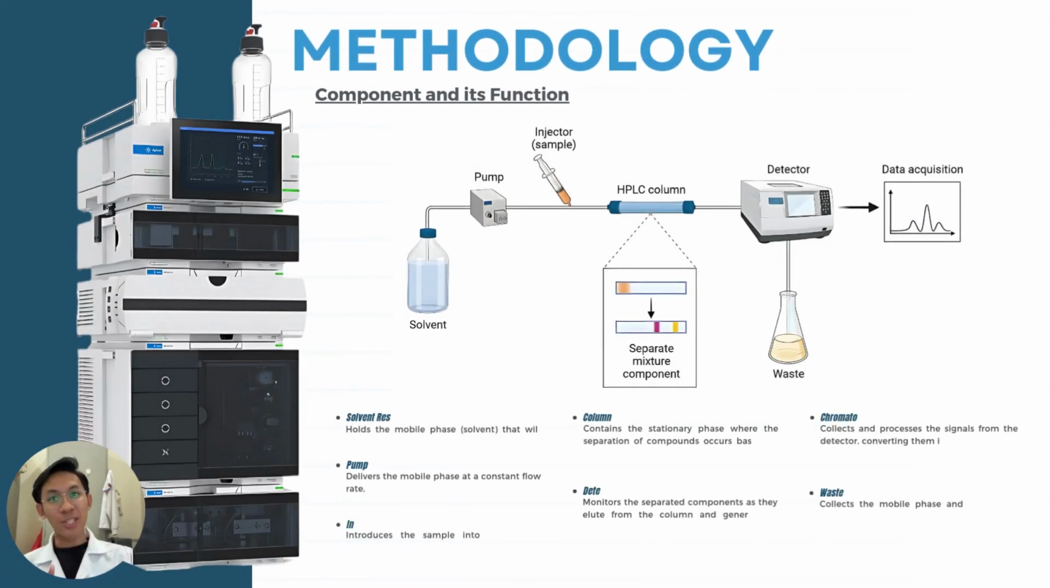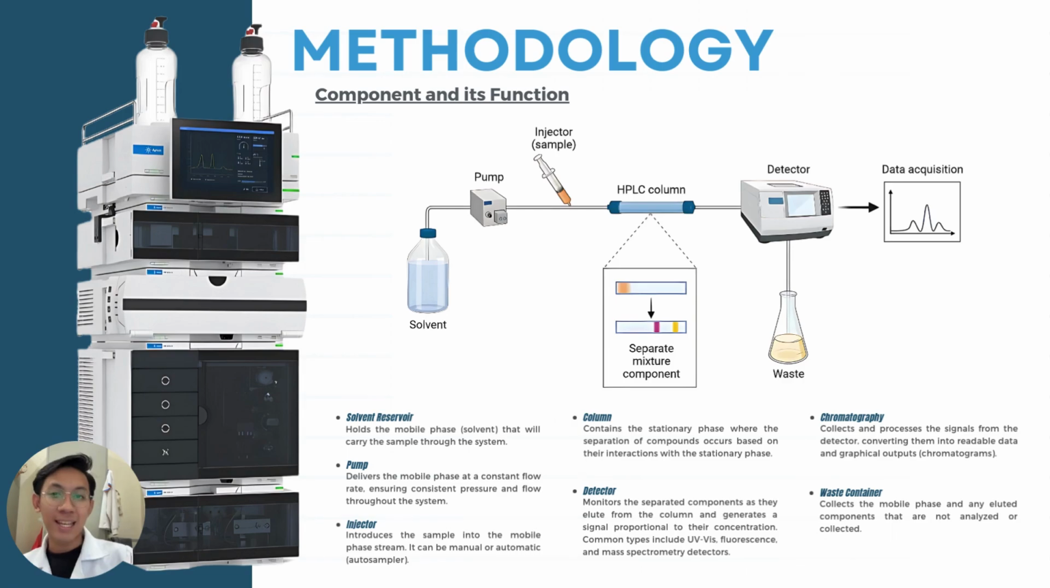Next is the methodology, where I will explain each component and its function. First, we have the solvent receiver. It holds the mobile phase, or so-called solvent, that will carry the sample through the system. Next, we go to the pump. It delivers the mobile phase at a constant flow rate, ensuring consistent pressure and flow throughout the system. The third one is the injector. The injector introduces the sample into the mobile phase stream. It can be manual or automatic.